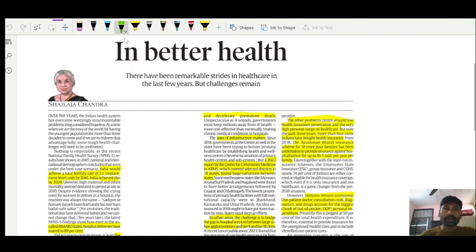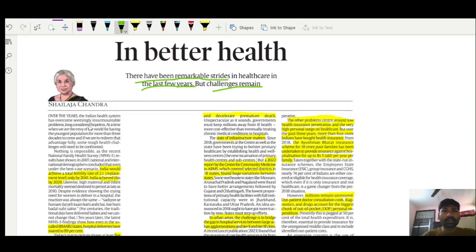There have been remarkable strides in healthcare in the last few years, but challenges remain. So in this article, the author has emphasized the challenges in the healthcare sector. She talked about the primary healthcare sector, the private sector in healthcare, and the government initiatives in the healthcare sector in the last few years, which primarily focus on the bottom sections of society. So let's discuss this article.